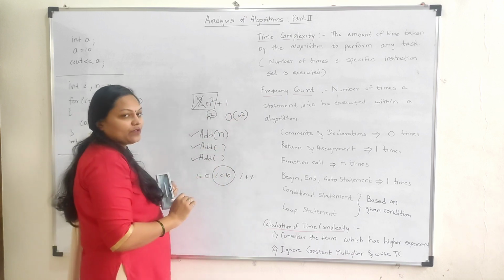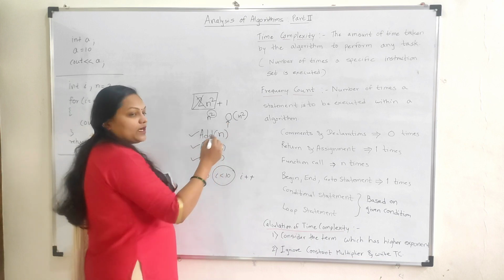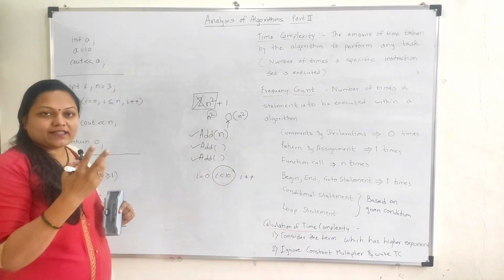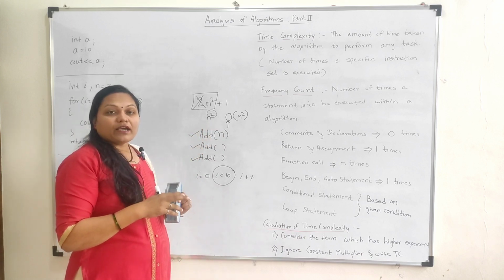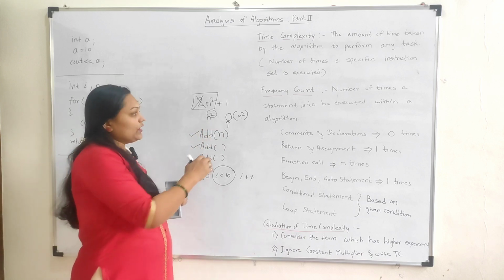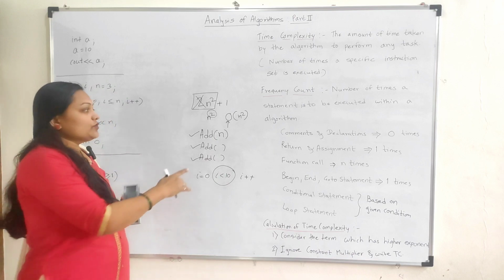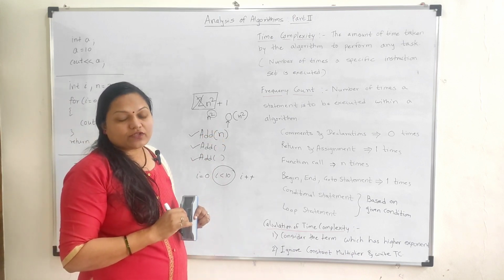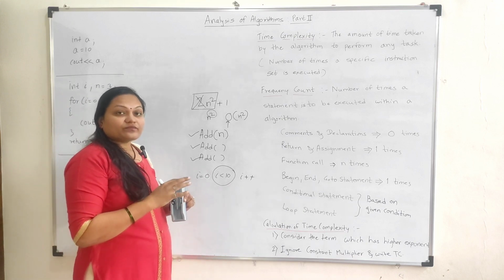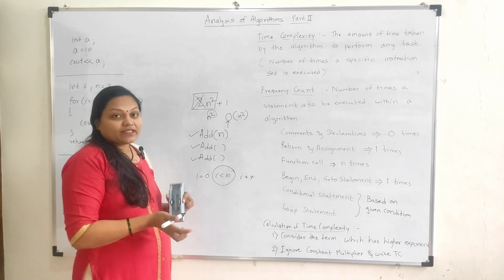n square. Big O is one of the asymptotic notations. There are three asymptotic notations. First one is big O, then big omega, and theta. So that is three things. This big O we are using for, sorry, for worst time complexity.